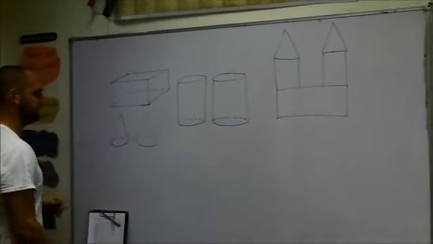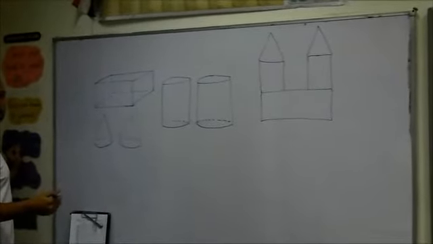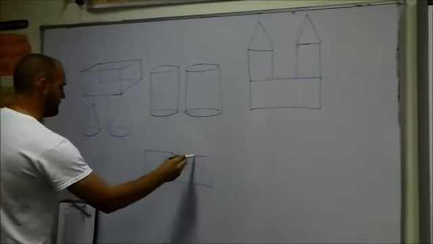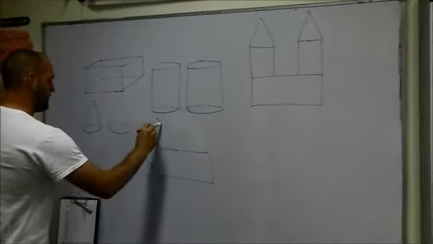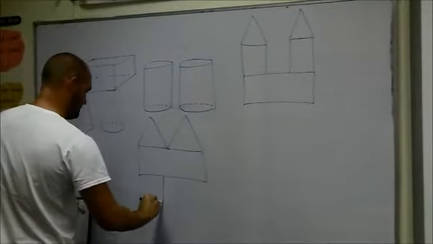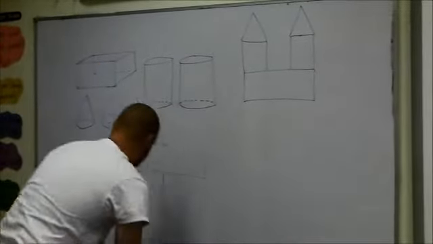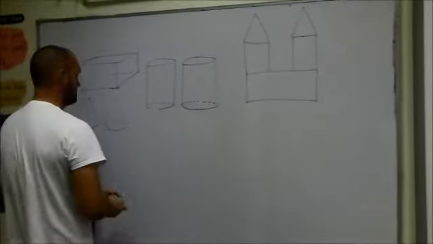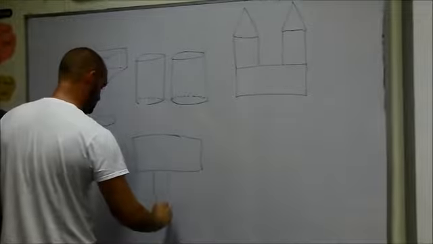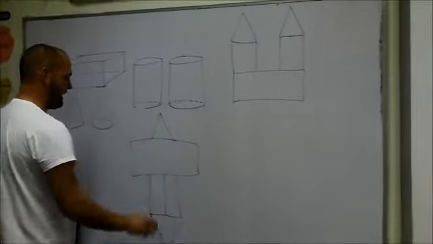What else could we make? Well, Miss Heather, what else do you think we could make? A rocket ship. A rocket ship? Sure, let's try it out. So we have a rectangular prism, we have our cones, and maybe let's do this. We'll start over. Rectangular prism. We have our two cones. And then our fire coming out. And then the head of the rocket ship.